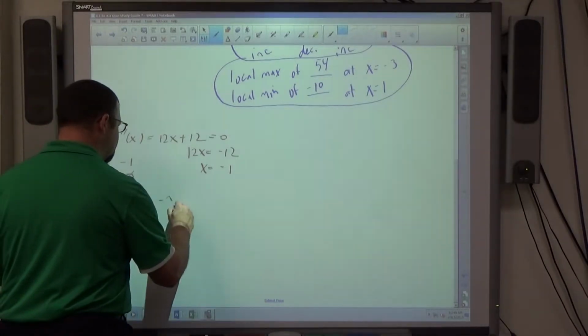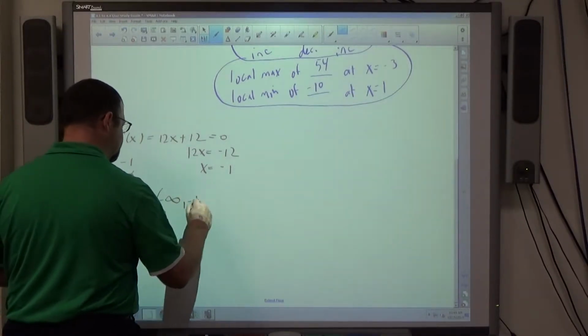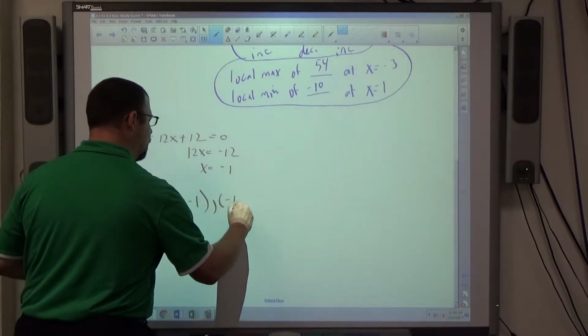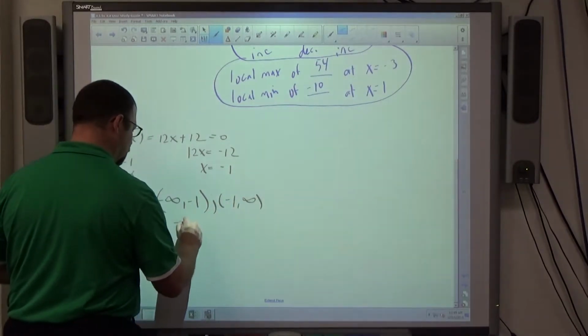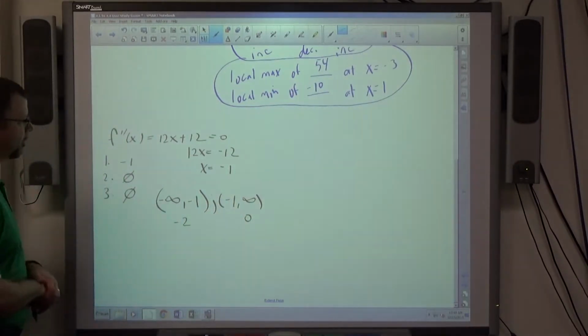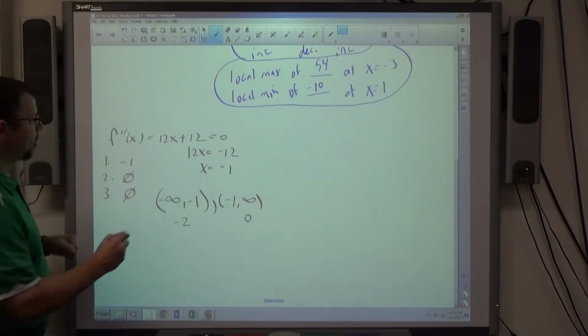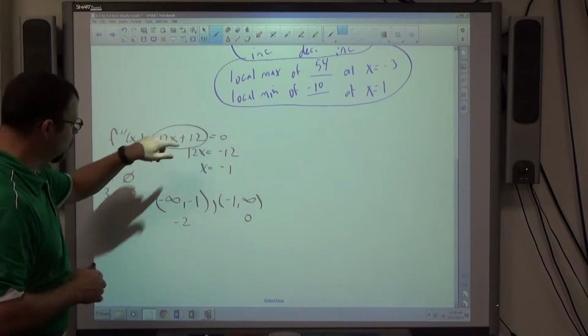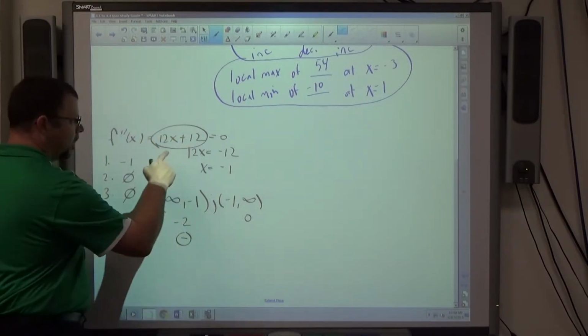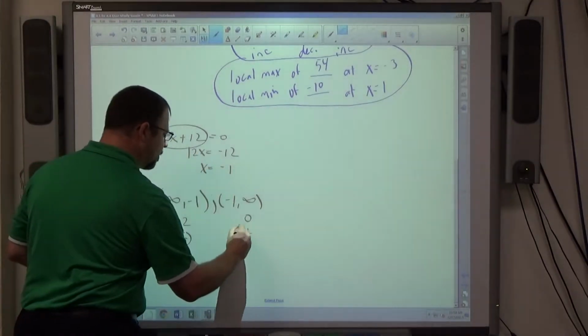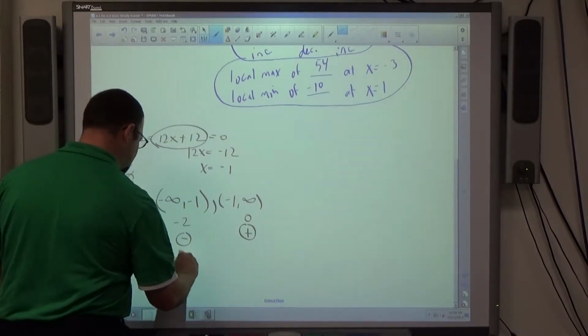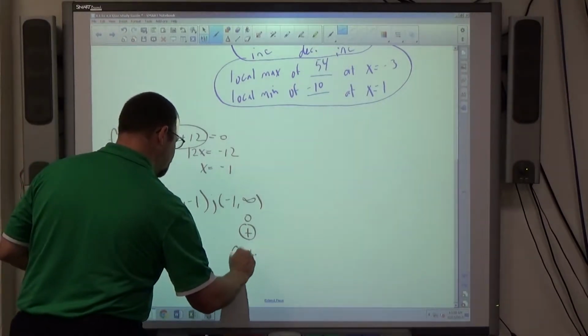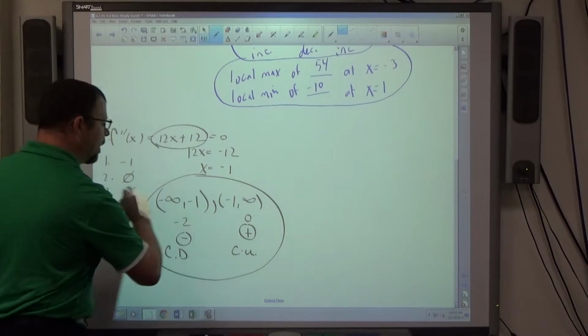So -infinity to -1, and then from -1 to infinity. We're testing these intervals, so -2 and 0 will do fine. We're testing f double prime, so we want to evaluate this function for these numbers. -24 plus 12 is negative. 0 plus 12 is positive. So it's concave down, it's concave up. So there's my intervals of concavity.